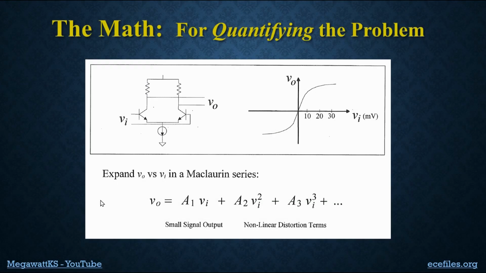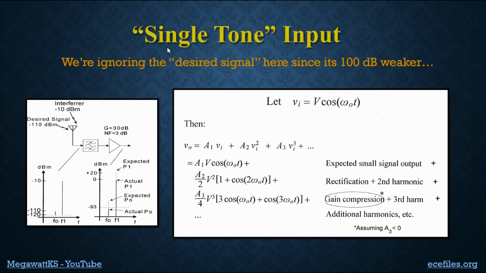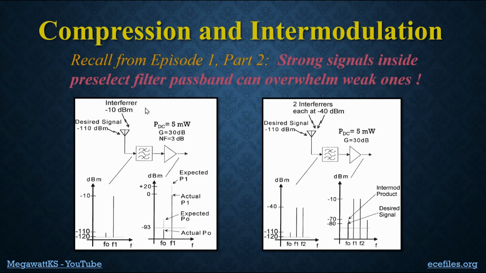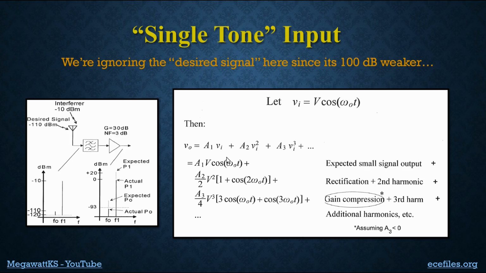Then, after we have this polynomial expression for V out versus V in, we use it to see what happens when the input is a sine wave. Is the output still a sine wave, or how distorted is it? That's what we're going to do with this. And we're going to start simple with the so-called single tone case, where the input is just a single frequency sinusoid. In episode 1, we saw how an interferer at a level of minus 10 dBm could get compressed and have an output of 0 dBm, and that's if this amplifier is running on low power. Remember, we were assuming it's a 5 milliwatt amplifier, so it can't put out more than about 1 milliwatt, and that would be 0 dBm. But how is that captured in the equations here?